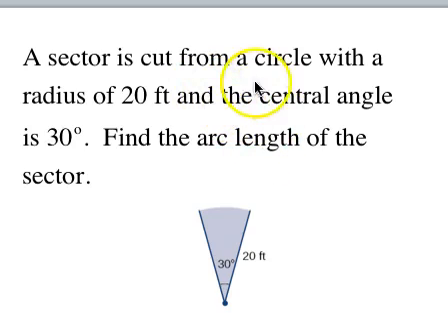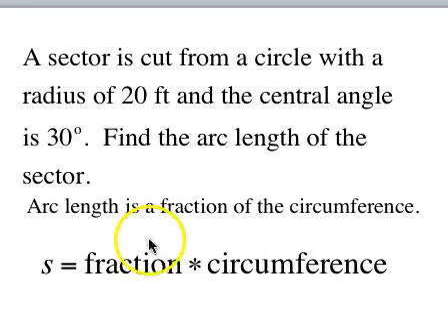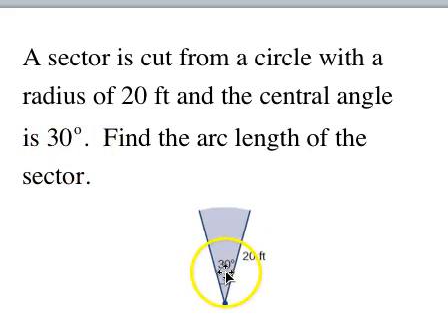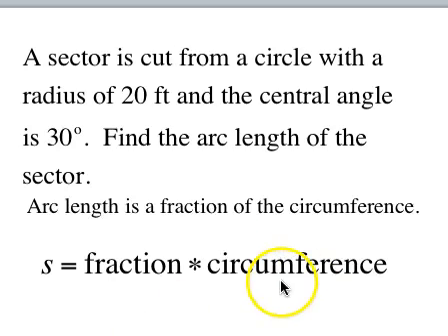So our question is, the sector is cut from a circle with a radius of 20 feet and a central angle of 30 degrees. We want to find the arc length of that sector. So that's the distance from this point to this point. That curved distance is a fraction of the entire distance around the circle, i.e. it is a fraction of the circumference. So we're going to find out what that fraction is. 30 degrees is what we have for our sector. So what fraction of the entire circle is that? That's 30 degrees out of 360 times the entire circumference.